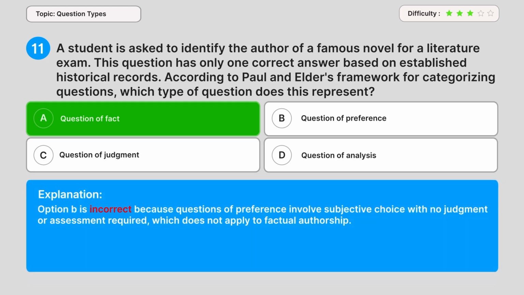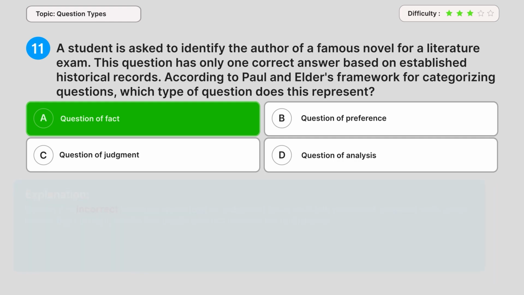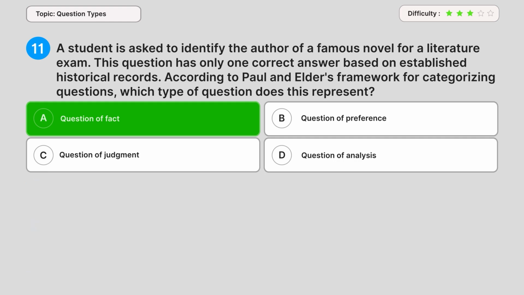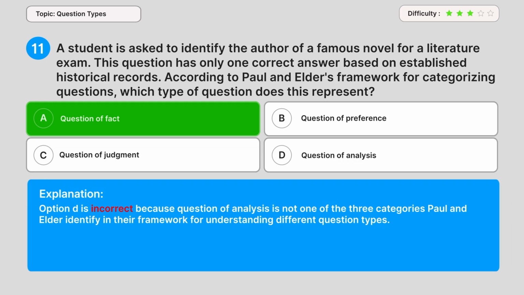Option B is incorrect because questions of preference involve subjective choice with no judgment or assessment required, which does not apply to factual authorship. Option C is incorrect because questions of judgment have multiple reasoned answers with some better than others, unlike the single correct answer for authorship. Option D is incorrect because question of analysis is not one of the three categories Paul and Elder identify in their framework for understanding different question types.